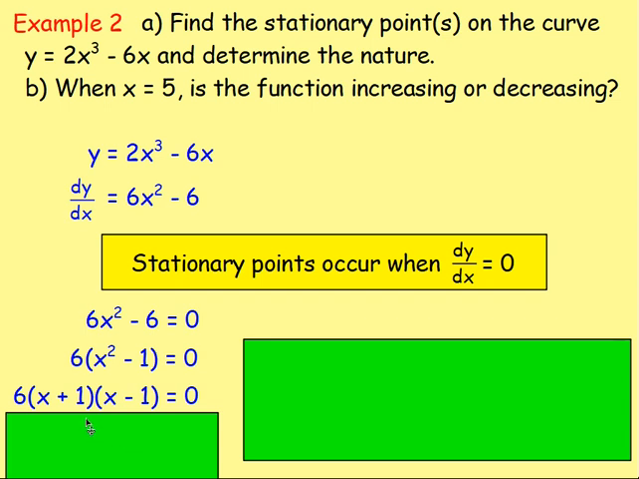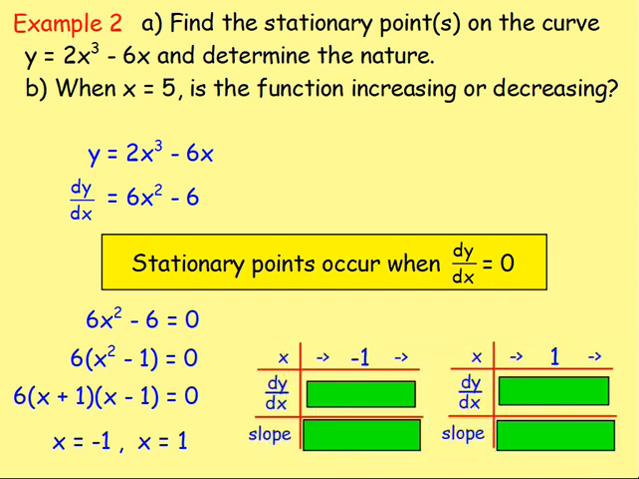Solving that to find x, if x plus 1 equals 0, x would equal negative 1. And if x minus 1 was equal to 0, x would equal 1. So we've got two values of x that will make our derivative equal to 0, which means then we will need two nature tables.